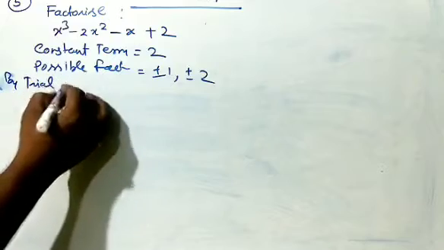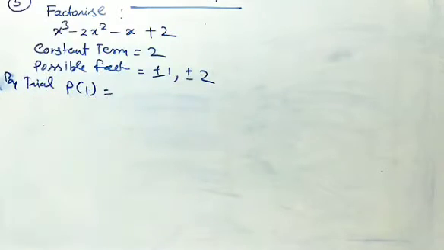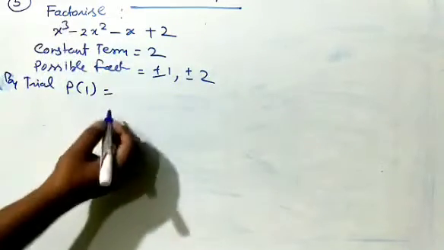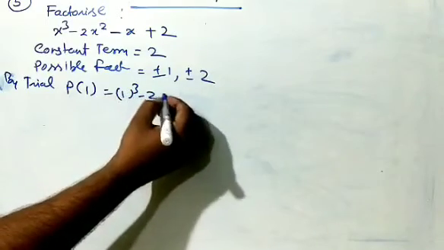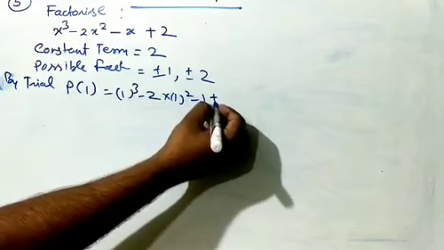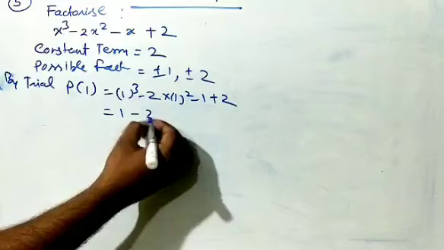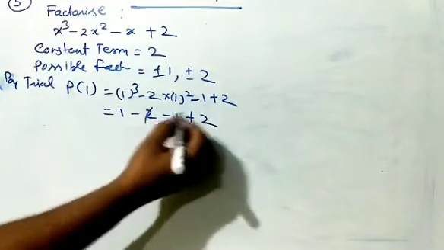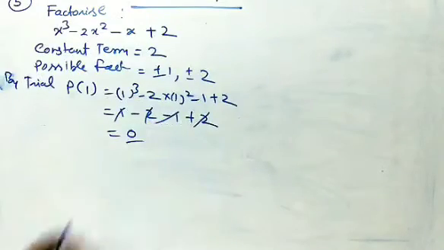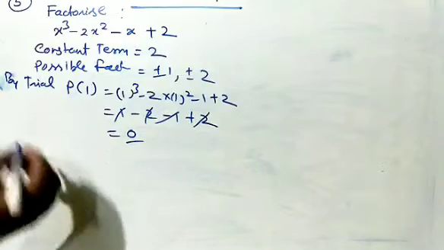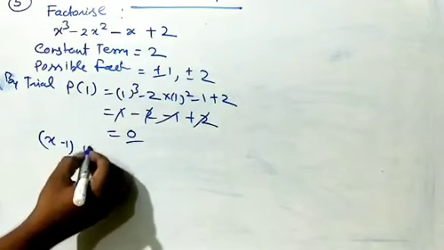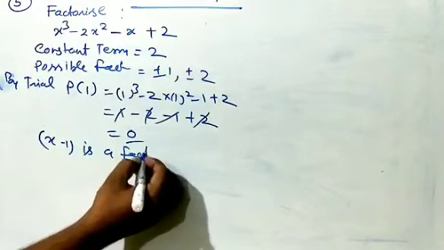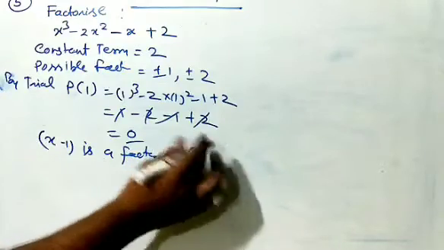you will find p of 1. Okay, we are putting 1 in place of x. 1 cube minus 2 multiplied by 1 square minus 1 plus 2. 1 minus 2 minus 1 plus 2. It will cancel, you will get 0. You will get 0, it means that it signifies that x minus 1 is a factor of p(x).